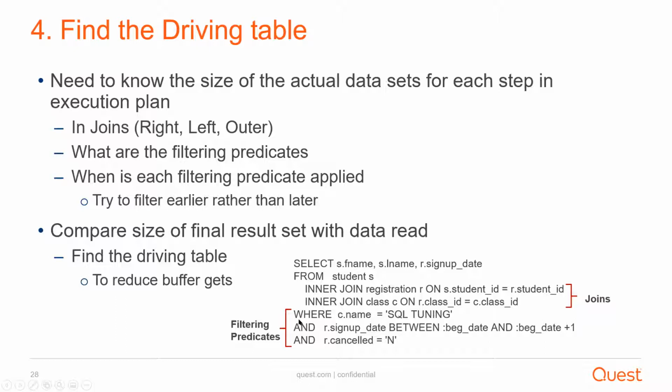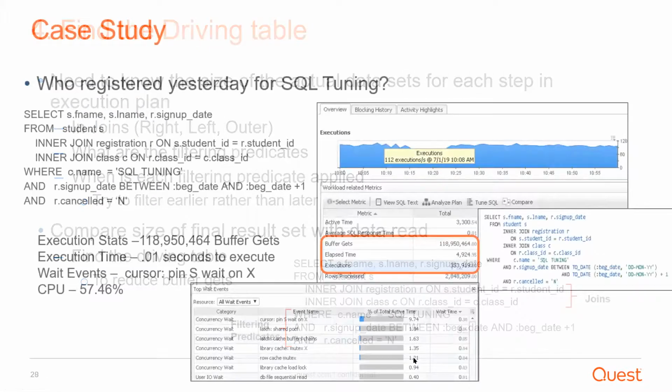And then basically our filtering predicates, we're looking for name equals SQL tuning, and for sign up date between yesterday, if you will, and they had a registration and a canceled flag. They never deleted from it. So if a student dropped or canceled, they just mark it to Y. So we were getting current records only.